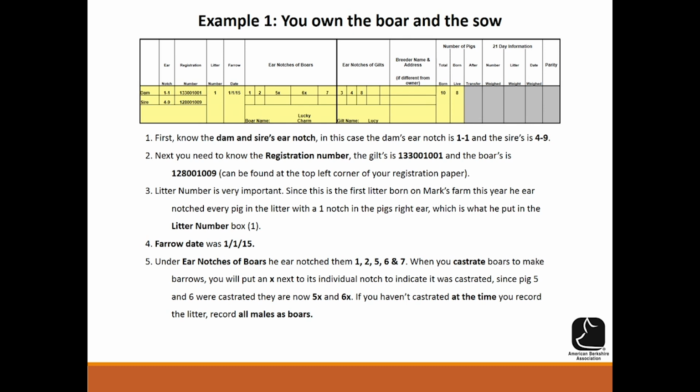Under ear notches of boars, he ear notched them 1, 2, 5, 6, and 7. When you castrate boars to make barrows, you will put an X next to its individual notch to indicate it was castrated. Since pigs 5 and 6 were castrated, they are now 5X and 6X. If you haven't castrated at the time you record the litter, record all males as boars.